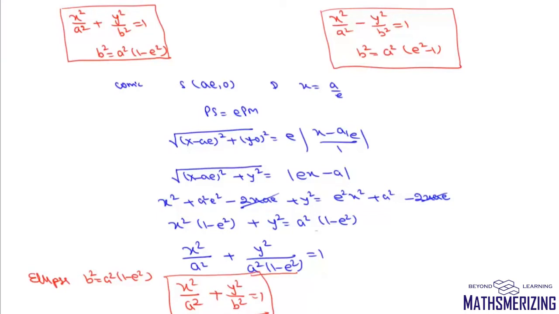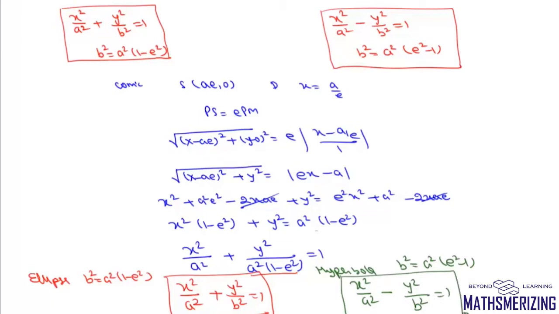Now in case of a hyperbola, we know that b square is a square into (e square minus 1). So what we'll do is, we'll take minus common here. If we take minus common, then we can write this as x square upon a square and then minus y square upon, and here we'll get a square into (e square minus 1), which is b square. So we'll get this equation, which is x square upon a square minus y square upon b square equals 1, and that is the standard equation of hyperbola.